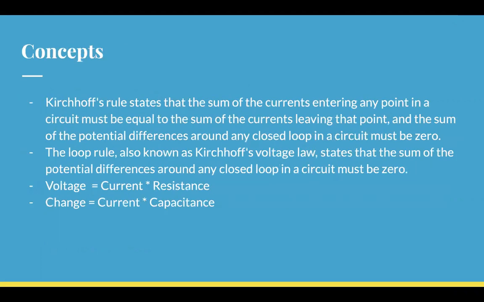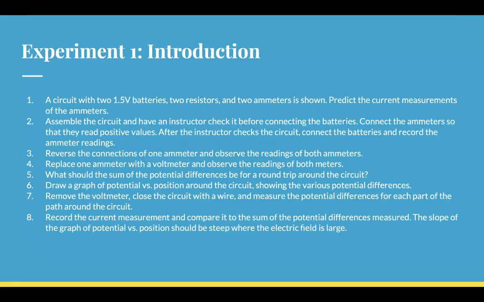The laws involved are Kirchhoff's rule, which states that the sum of currents entering any point in a circuit must be equal to the sum of currents leaving that point. The loop rule states that the sum of the potential differences around any closed loop in a circuit must be zero. This is experiment one.